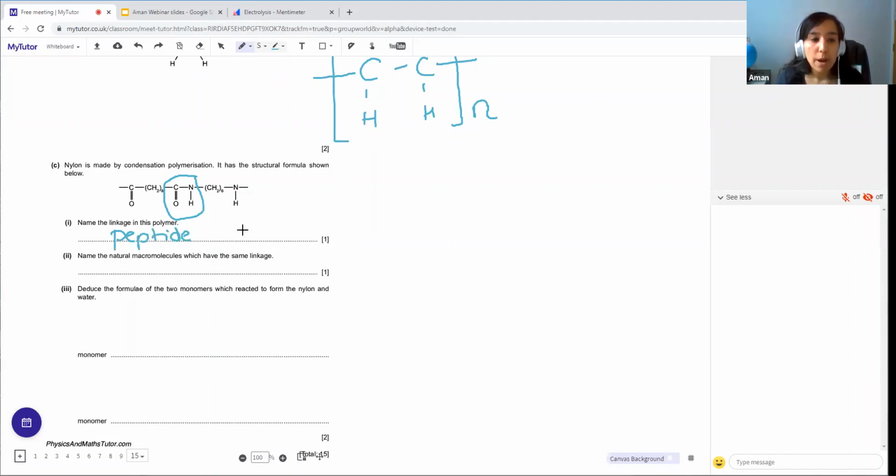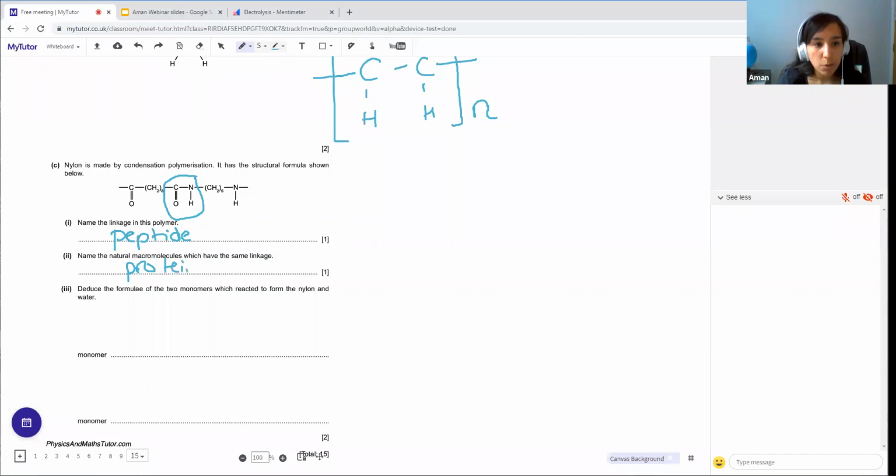Name the natural macromolecules which have the same linkage. Does anyone remember what natural molecule is formed from peptide bonds? Remember, starch and cellulose are the natural molecules for glucose. What's the natural molecule or macromolecule made of peptide bonds? Good, protein. Yep, protein. Excellent. So proteins are the natural molecules made with the same linkage.